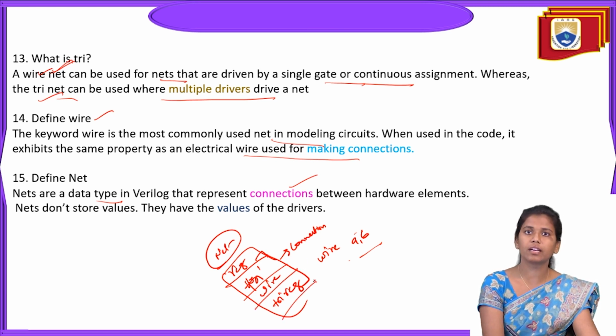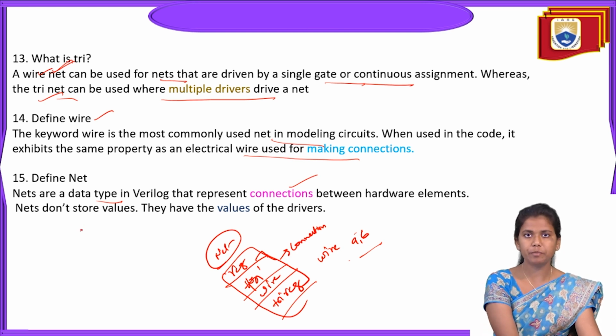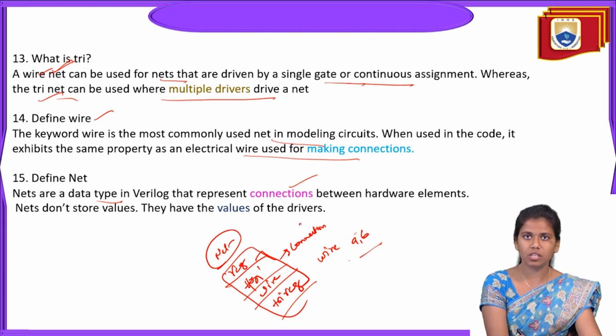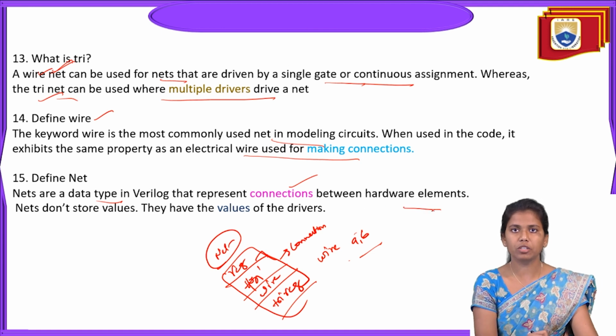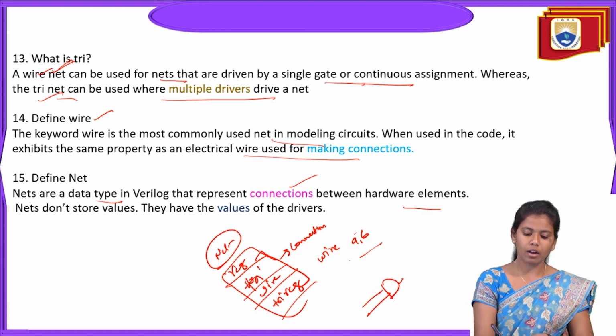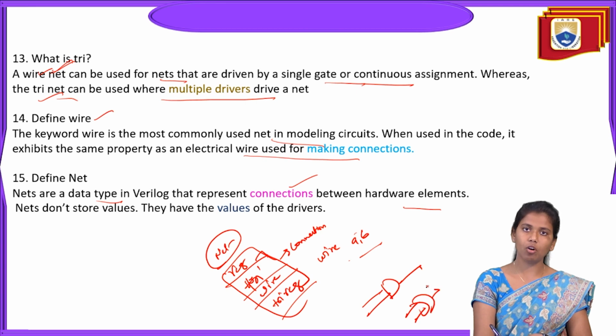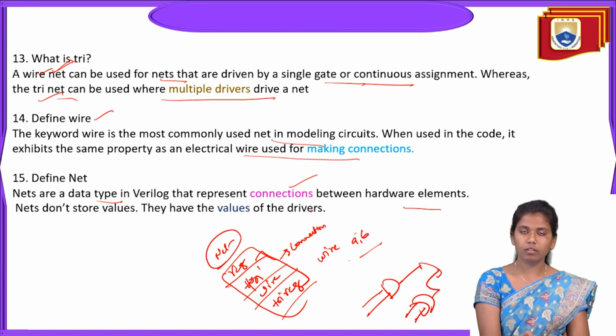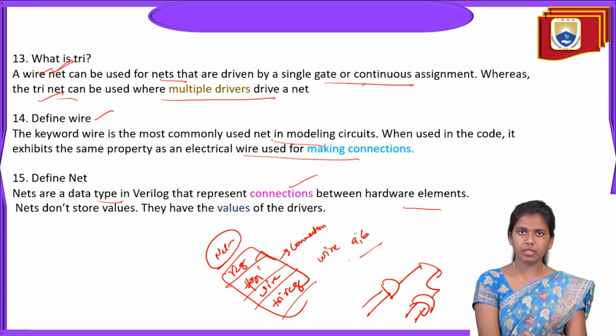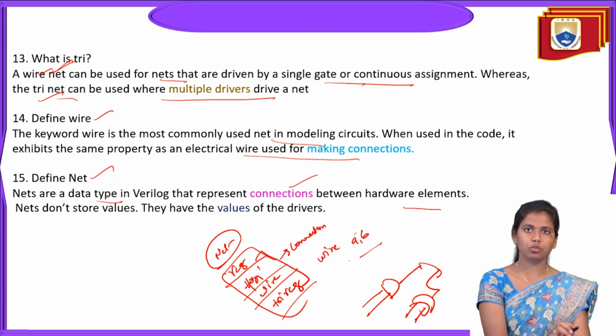Using the tri-reg, I can connect multiple drivers at a time. Likewise, nets are the data types in Verilog that represent the connection between hardware elements. In order to connect some gates, like a NAND gate and an OR gate, the connections between the hardware elements can easily be made with the net. And nets don't store value.